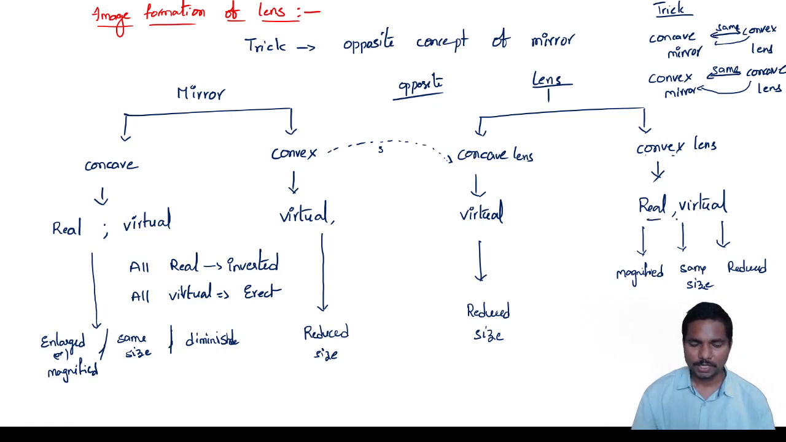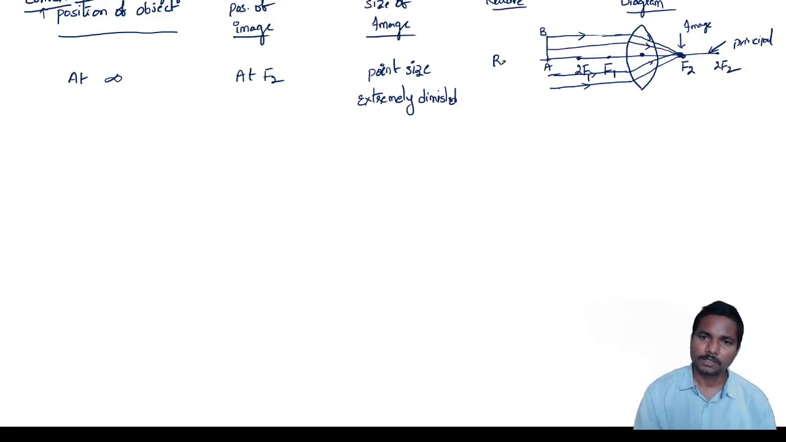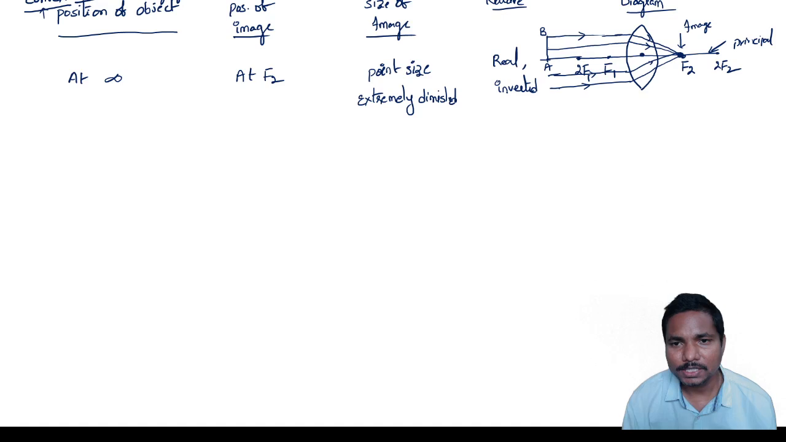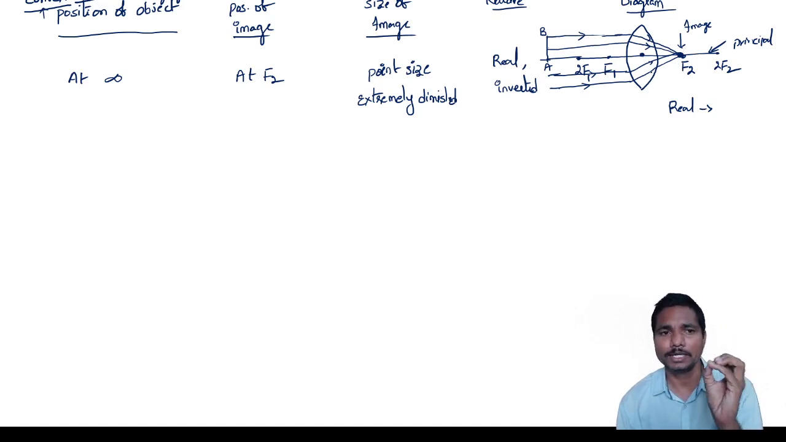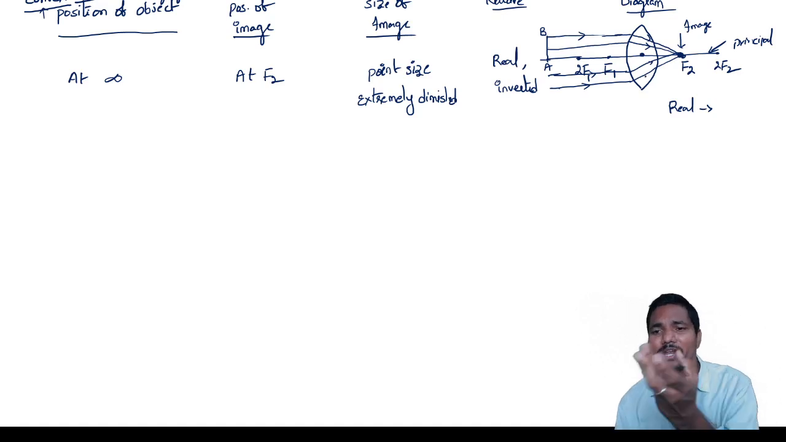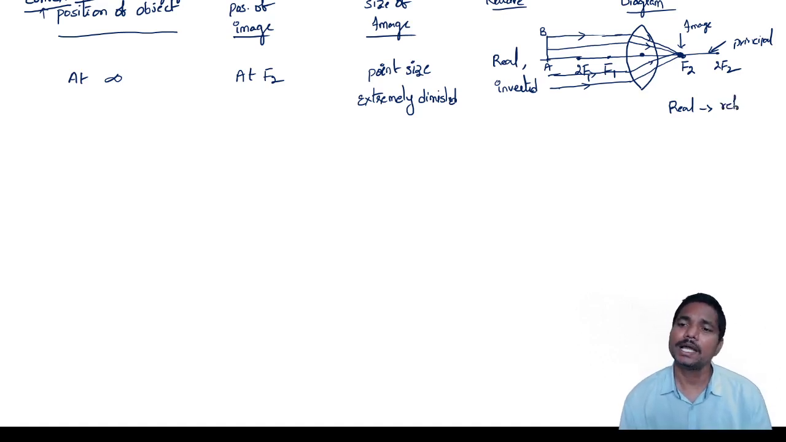Okay, and what do we learn about the convex lens? Convex lens always forms real images, and all real images will be inverted. So real and inverted. So when do we get the real image? Whenever the image is formed in the refraction case, that is lenses. The basic phenomenon of lenses is refraction. If it is refracted, that is real. If the image is formed on the same side, then that will be virtual.